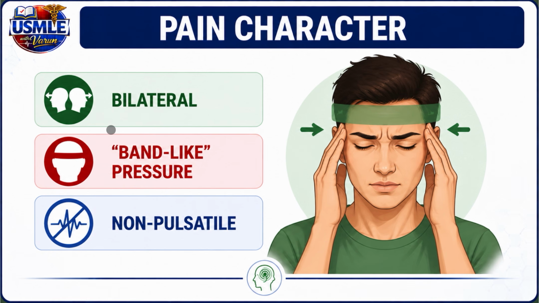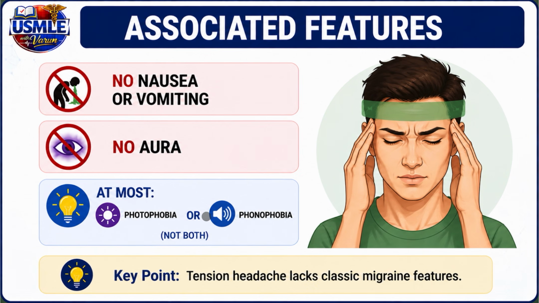The pain in tension headache is described as a tight band around the head. It is bilateral and non-pulsating, which helps differentiate it from migraine. Unlike migraines, tension headaches do not have nausea, vomiting, or aura. Patients may have either sensitivity to light or sound, but not both together in tension type headaches. Either photophobia or phonophobia is seen, but both are not seen at the same time. There is no associated nausea or vomiting, and there is no preceding aura.